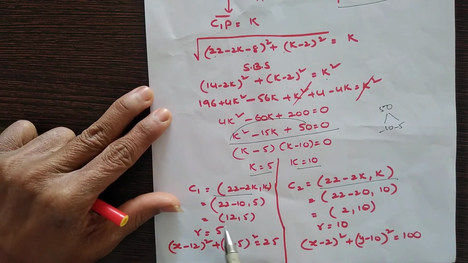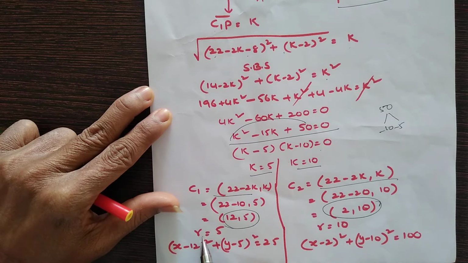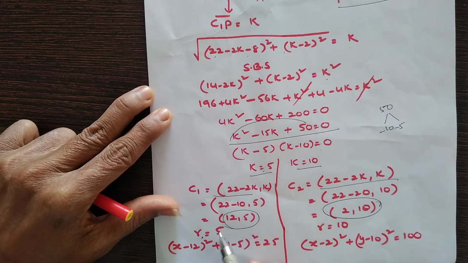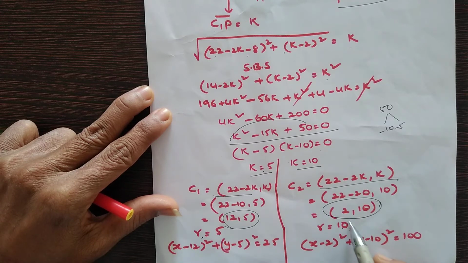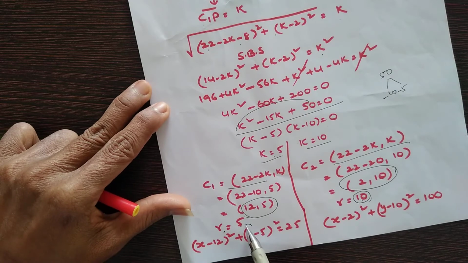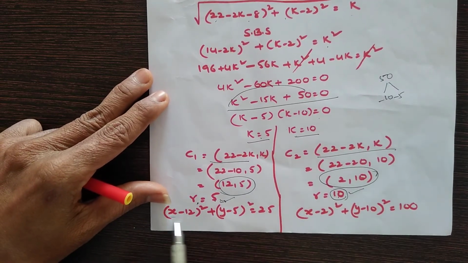Okay, now one center is this one, and the other center is this one. For the center, r is equal to k. Here r is k, which means k is 5, and here r is k, which means k is 10. One time the radius is 5, one time the radius is 10. You will get the equations of the circles, this and this.